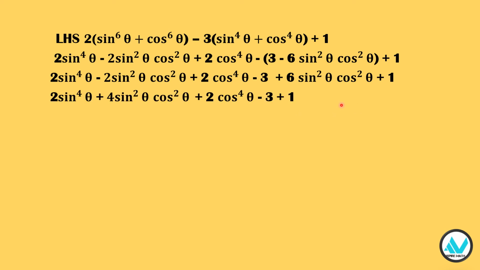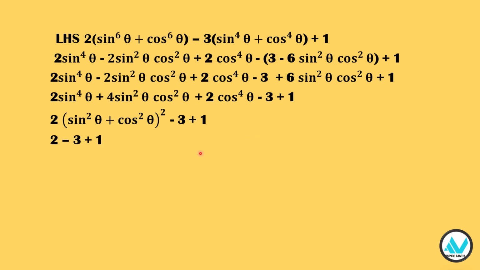Now 2 sin power 4 theta has no like terms, so let me write it as it is. Now minus 2 sin square theta cos square theta and plus 6 sin square theta cos square theta gives me plus 4 sin square theta cos square theta. Plus 2 cos power 4 theta has no like terms. Let me write it as it is. Let me write the minus 3 also and plus 1 here as it is. Now my next step will be, I'm going to write this as a formula. Let me take the 2 outside, then I'll be left with sin power 4 theta plus 2 sin square theta cos square theta plus cos power 4 theta, which is nothing but (sin square theta plus cos square theta) the whole square. Now let me write this minus 3 plus 1 as it is.